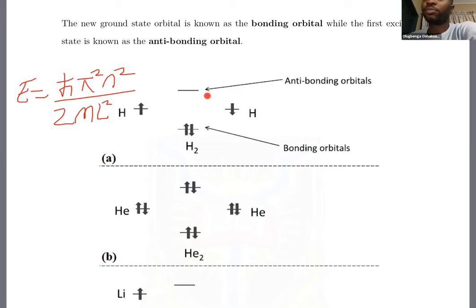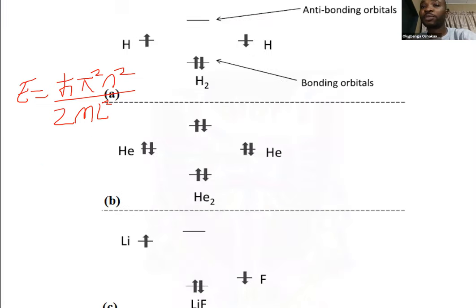So these two are initial and these two are final. And if we add up the energies of this and this, we will have it to be greater than the final, which is this and this. So let's move on to the second example, which is helium.